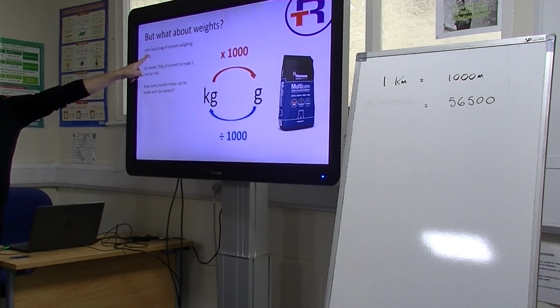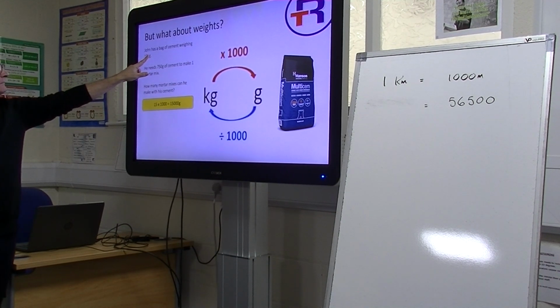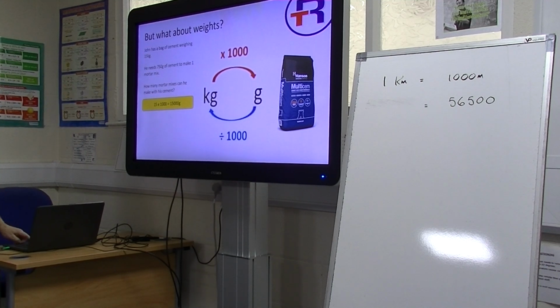Does that make sense? There it is, 15 times 1,000 is 15,000, so that bag weighs 15,000 grams. 15,000 divided by 750 is 20. You can do 20 mixes. Does that make sense?